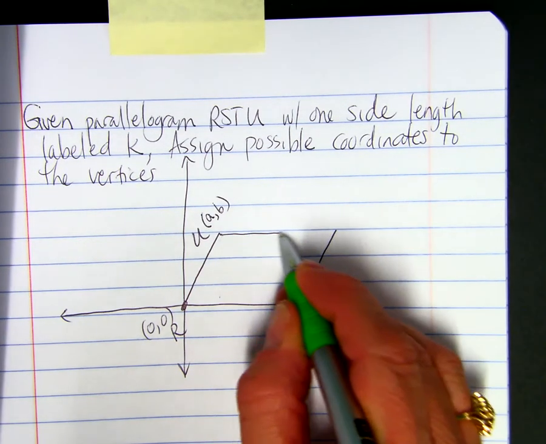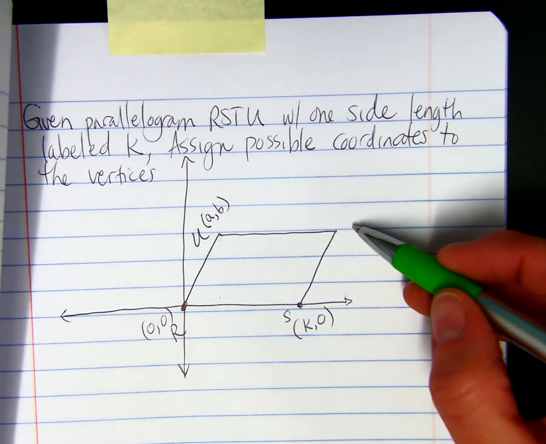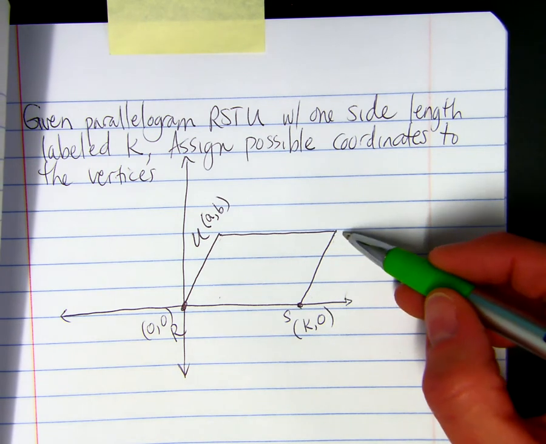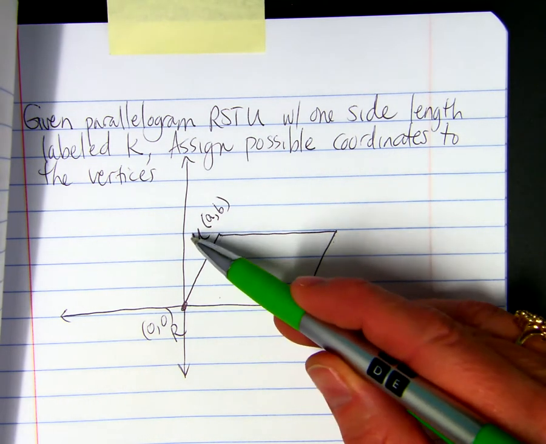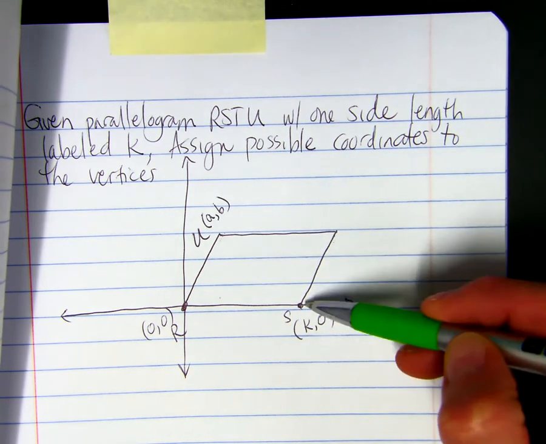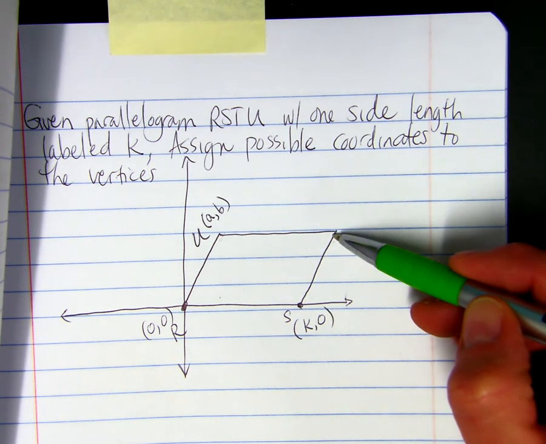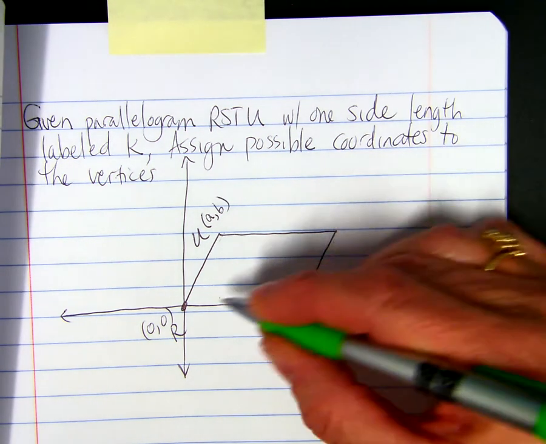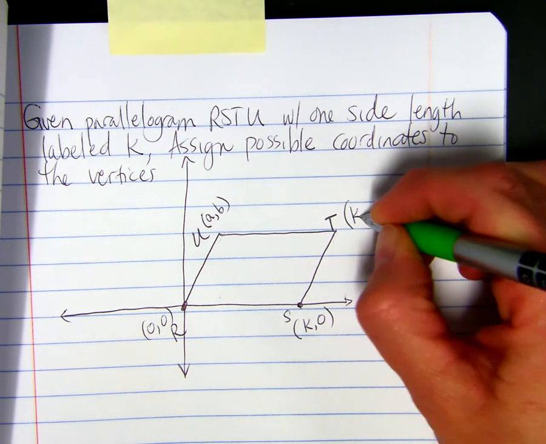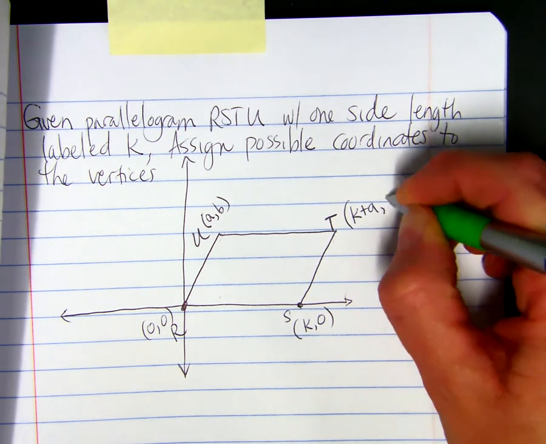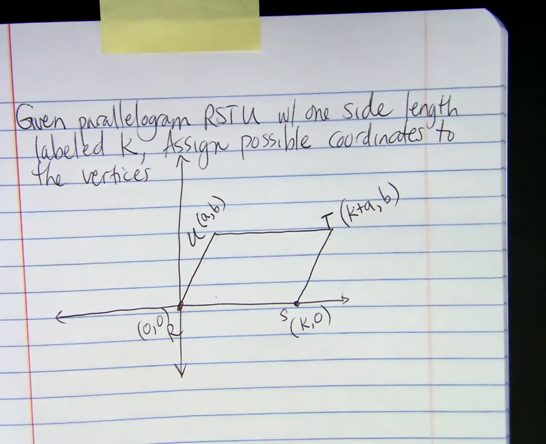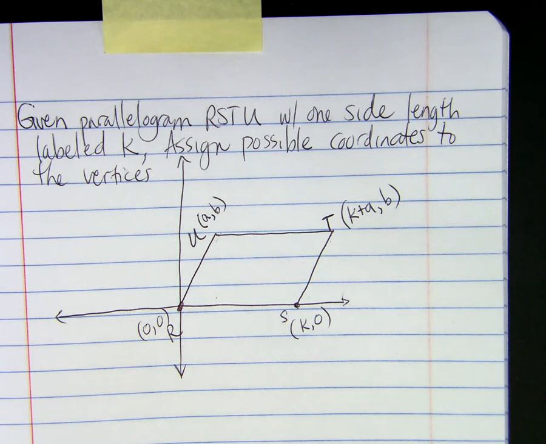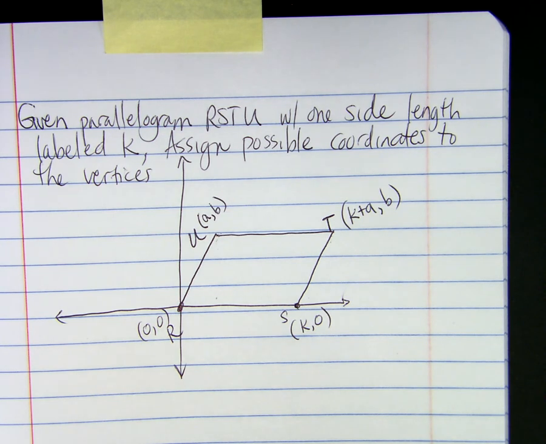And then T, because it's a parallelogram, we have to move it over the same distance that this is from the y-axis. So this is going to come over A units. So it's K plus A, and then it's the same height. So this is T, and it's K plus A, and then the same height, B. So this would be an example of a parallelogram with one side length labeled K.